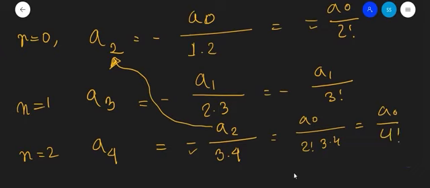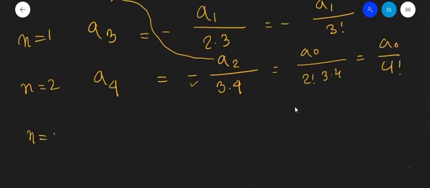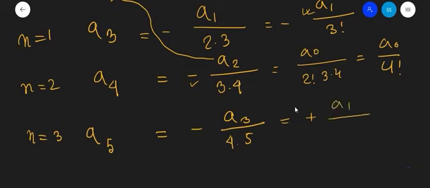And similarly, if you go for n equals 3, you will have a of 5 over here, and this will come in terms of a of 3, and in the denominator you will have 4 and 5. However, a3 is already written in terms of a1, so you can use that to your advantage, and finally you will have a plus over here, and you will have a1 over 3 factorial times 4 into 5, that is just a1 by 5 factorial, and so on.